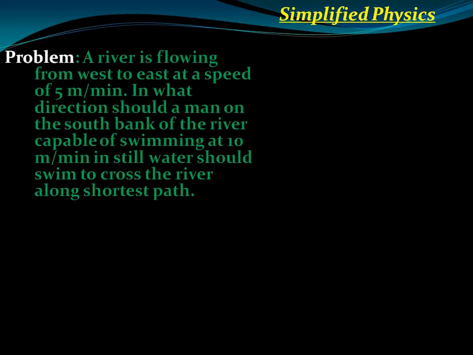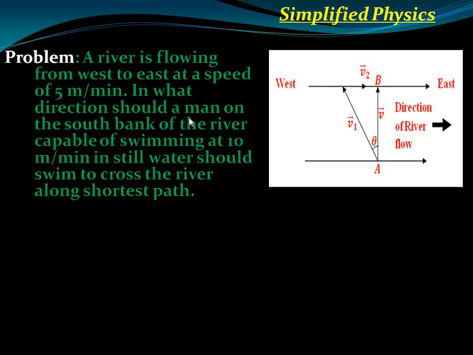Let's see an example. A river is flowing from west to east at a speed of 5 meter per minute. In what direction should a man on the south bank of the river, capable of swimming at 10 meter per minute in still water, swim to cross the river along the shortest possible path? Okay, let's see the diagram. The river is flowing from west to east according to the question.